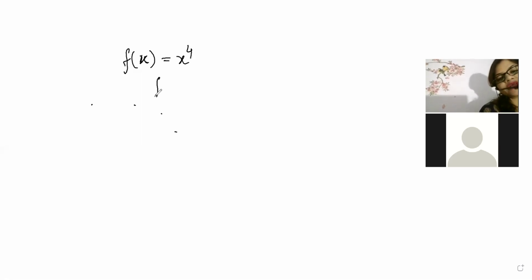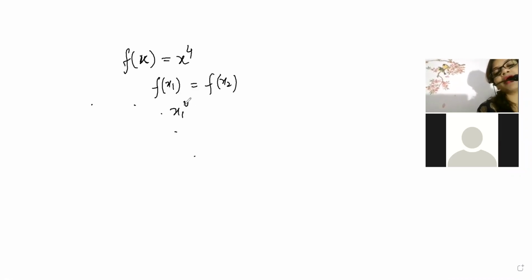So when f of x1, again we will start with that beta. F of x1 will be equal to f of x2. For function f to be 1-1, we have to start with f of x1 is equal to f of x2. Now beta, x1 to the power 4 is equal to x2 to the power 4. Please don't apply any magic there.